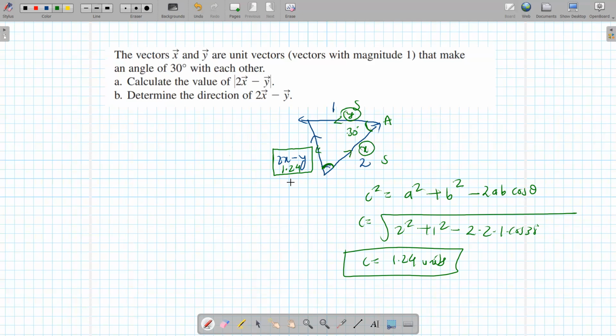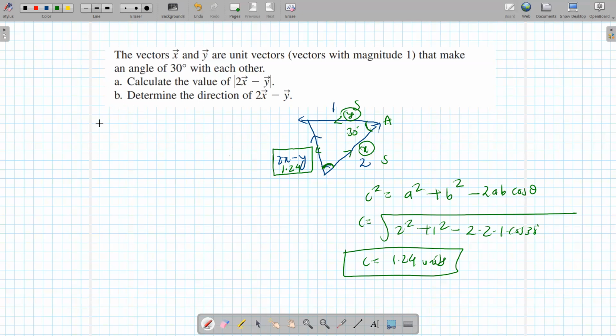You use sine law when you have at least one pair of things. By pair, I mean the side length C and the angle attached to it, or the side length A and the angle attached to it. When you have at least one full pair, then you're going to use the sine law, okay?